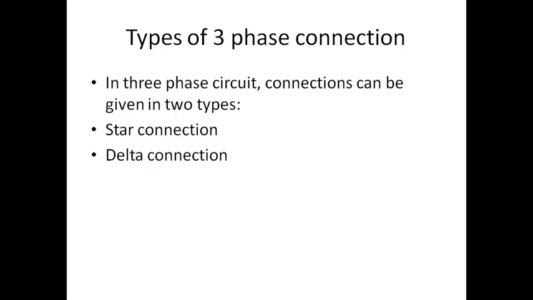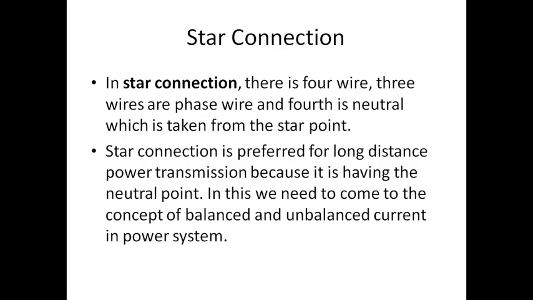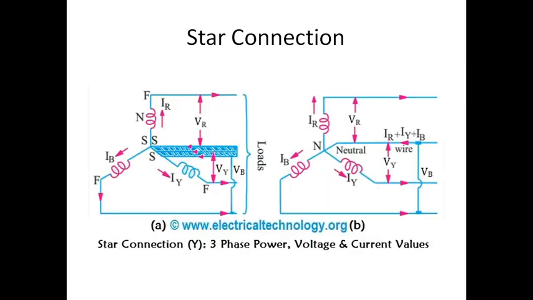And two types of connections are available. One is star connection, the other one is delta connection. In star connection, there will be 4 wires, 3 for phase and 1 for neutral. Star connection is preferred for long distance power transmission because it has a neutral. So you will have a balanced or unbalanced system with this star connection. So this is your star connection.